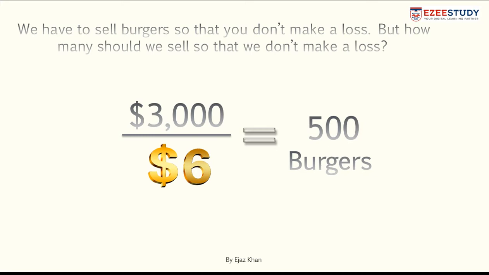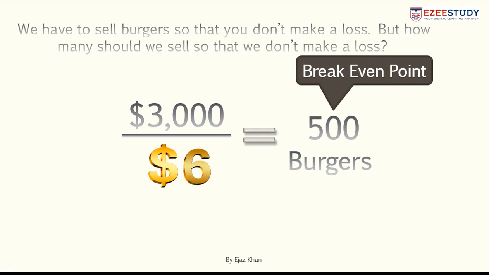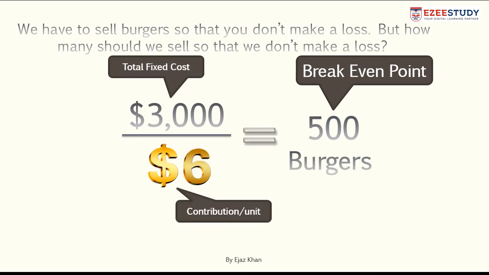And when we reach a point where we are not making any profit or any loss, that point is called break-even point. So the break-even point of our business will be 500 burgers, and this will be calculated by dividing total fixed cost with the total contribution per unit.